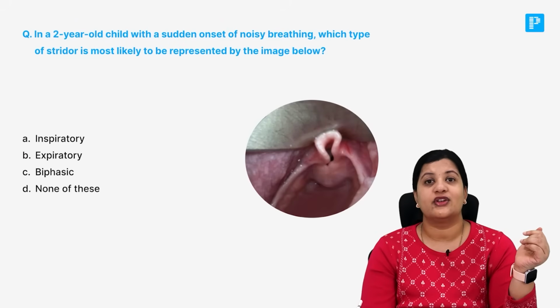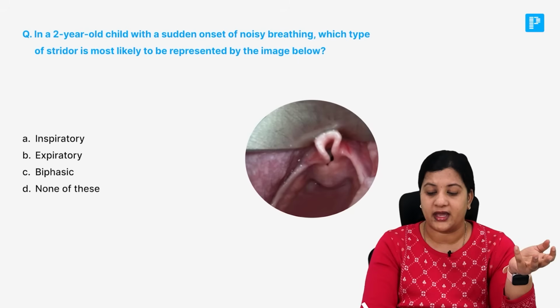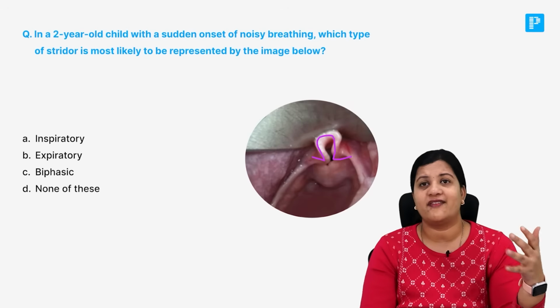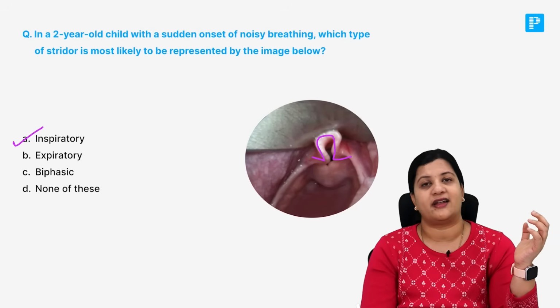The next question is on a 2-year-old child who's presenting to you with noisy breathing. Which type of stridor is going to be expected in this patient? So the laryngeal picture is representative of an omega-shaped epiglottis. We know this is a case of laryngomalacia. Very, very simple. So in patients with laryngomalacia, you're going to expect inspiratory stridor.